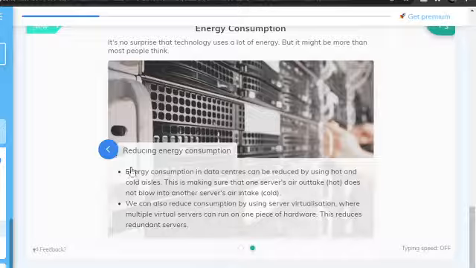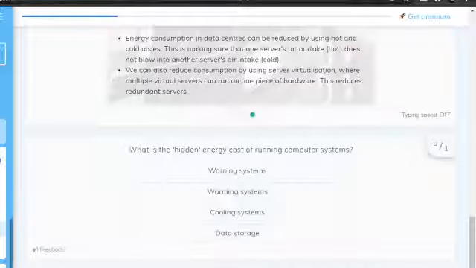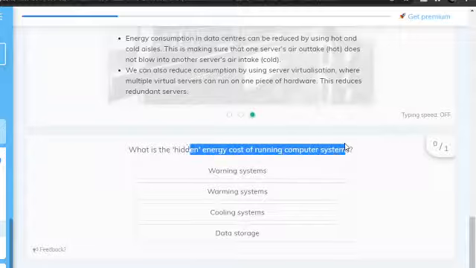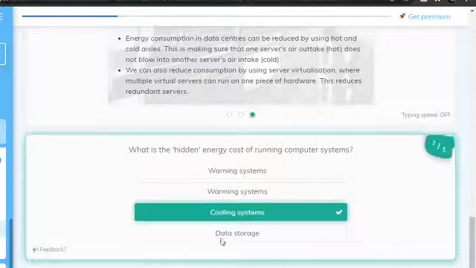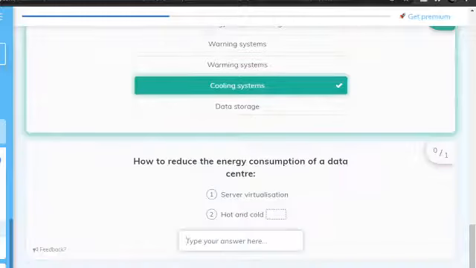And reducing energy consumption. So we do that by, when stuff is not needed, turn it off. Make sure the stuff you're using does not overheat, and make sure that you only use stuff that you need. What's the hidden energy cost? Hidden cost: cooling systems, because you need to make sure it's always cold.